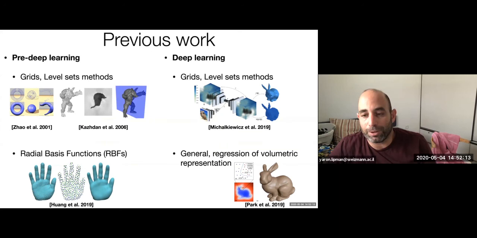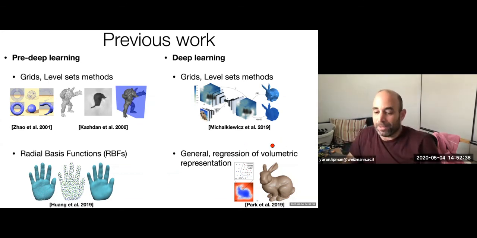There's a lot of work that's been done in this context. The main point is that people either use grids or predefined bases, that's the pre-deep learning era, to find those functions. Or if they use deep learning, they either use convolutional neural networks and find this function on a volumetric grid. Or one example related to what we've done is to use neural networks as the implicit function. However, the way that people train it is by regression.